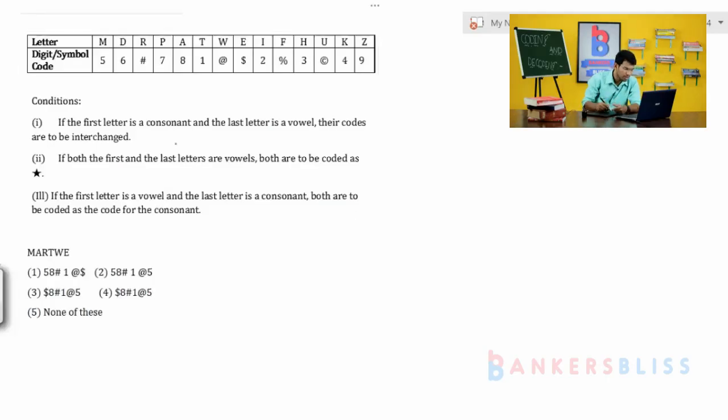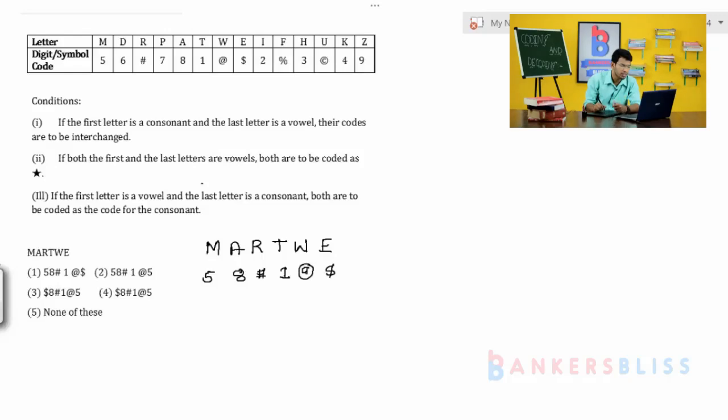Okay, let's look here. The given statement is M A R T W E. First, this is coding and decoding, so you just have to copy this. M is coded as 5, A is 8, R is coded for hash, T is coded for 1, W is coded for @, E is coded for $.